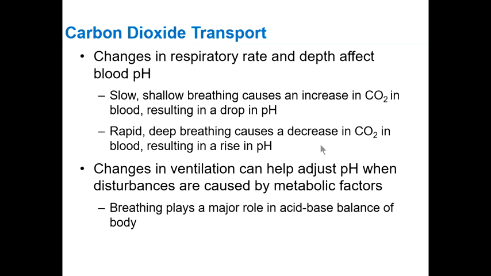Opposite, rapid deep breathing decreases carbon dioxide, and that will raise pH, because the bicarbonate ion will bind with the H plus and remove it from solution, making it less acidic, therefore raising the pH. So changes in your breathing rate and depth help adjust pH, because pH has to be kept within homeostasis in the blood, slightly basic, 7.35 to 7.45, and the breathing rate helps with our adjustment of blood pH. So breathing plays a major role in acid-base balance in our body.